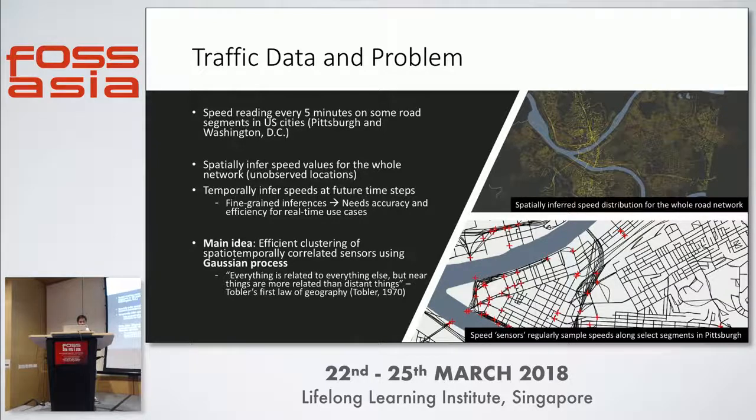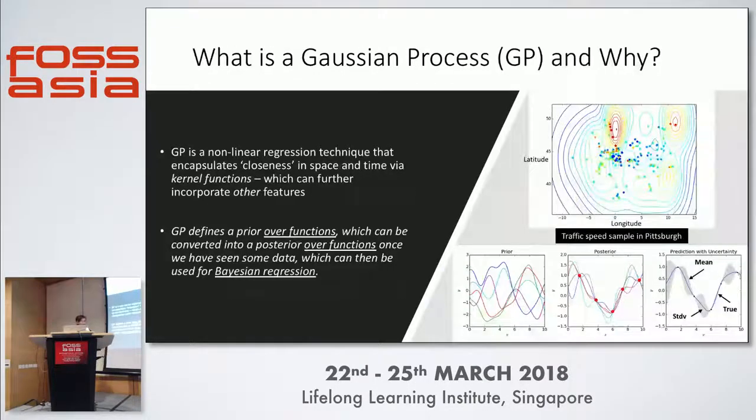So the Gaussian process has the advantage of being able to model complex behaviors that are spatiotemporally correlated over space and time. That's the main advantage of Gaussian process. In short, it's a nonlinear regression technique that encapsulates the concept of closeness in space and time by kernel functions, which can further be used to incorporate static features such as infrastructure. At the same time, it's also a Bayesian method.